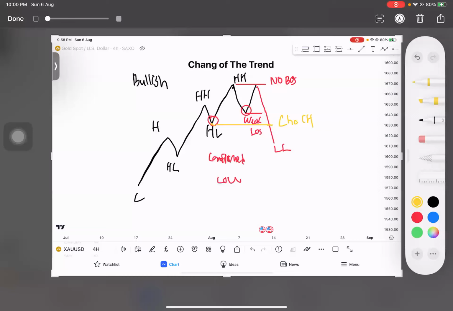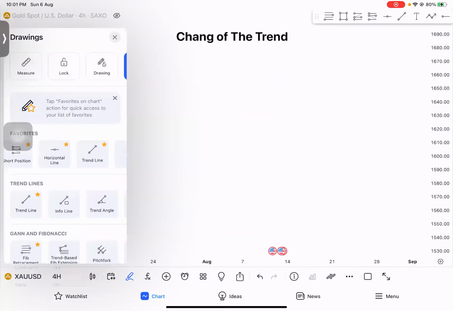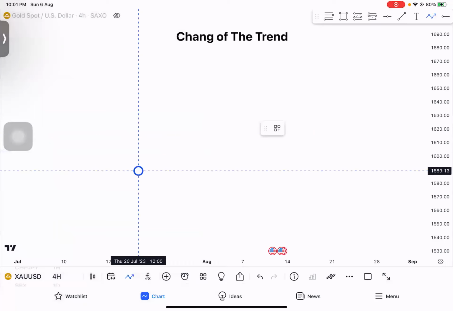I'll show you in a clearer picture. So for example, right now you have the uptrend.